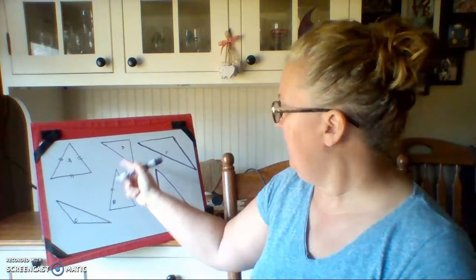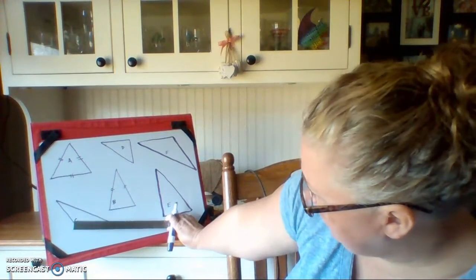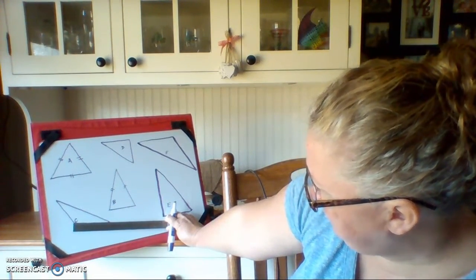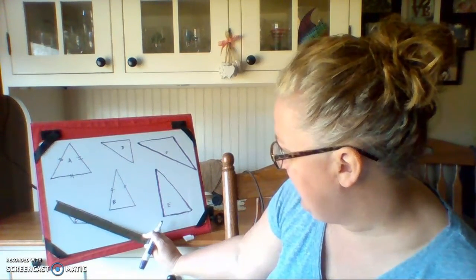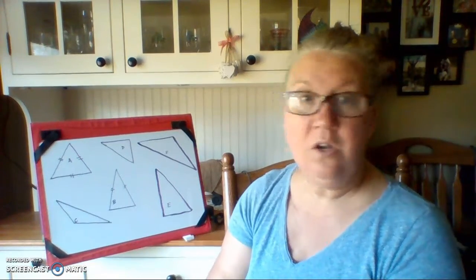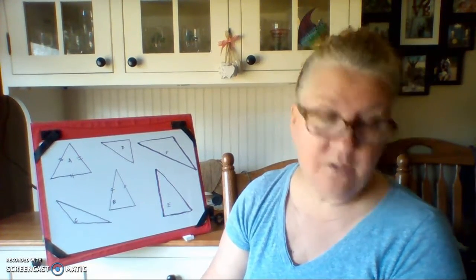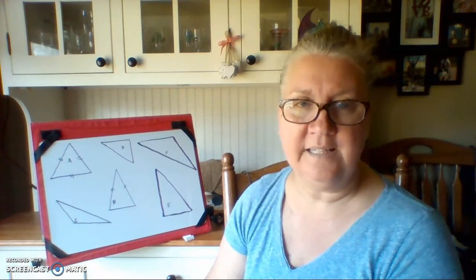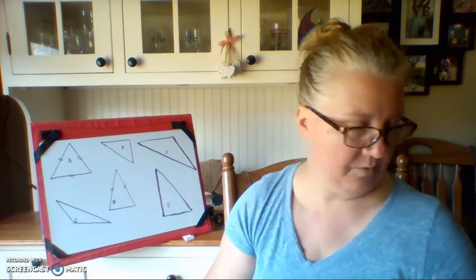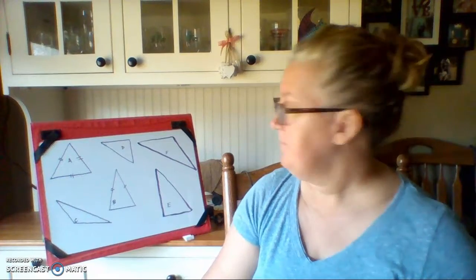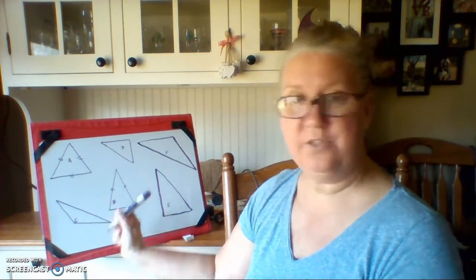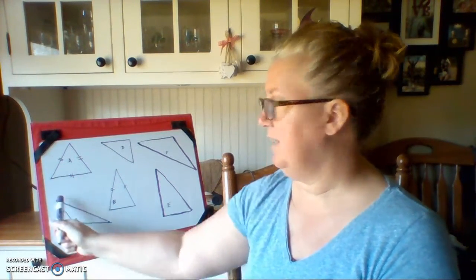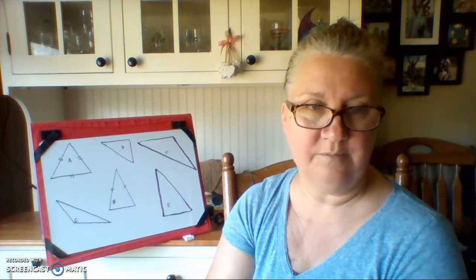Now, on the other triangles, let's see, this one has a side of about 3 3/4. This one has a side of 2 3/4 and a side that is 6 inches long. None of those sides are equal. And when none of those sides are equal, that is called a scalene triangle. And I'm going to put these vocabulary words up for you in just a few minutes. So you can have an equilateral triangle where all 3 sides are equal. You can have an isosceles triangle where only 2 sides are equal. Or you can have a scalene triangle where none of the sides are equal.